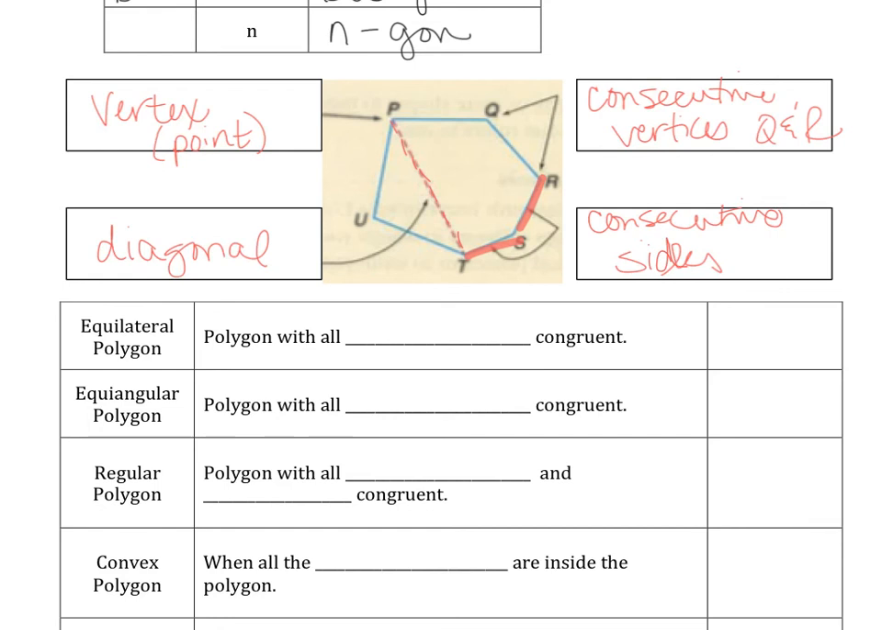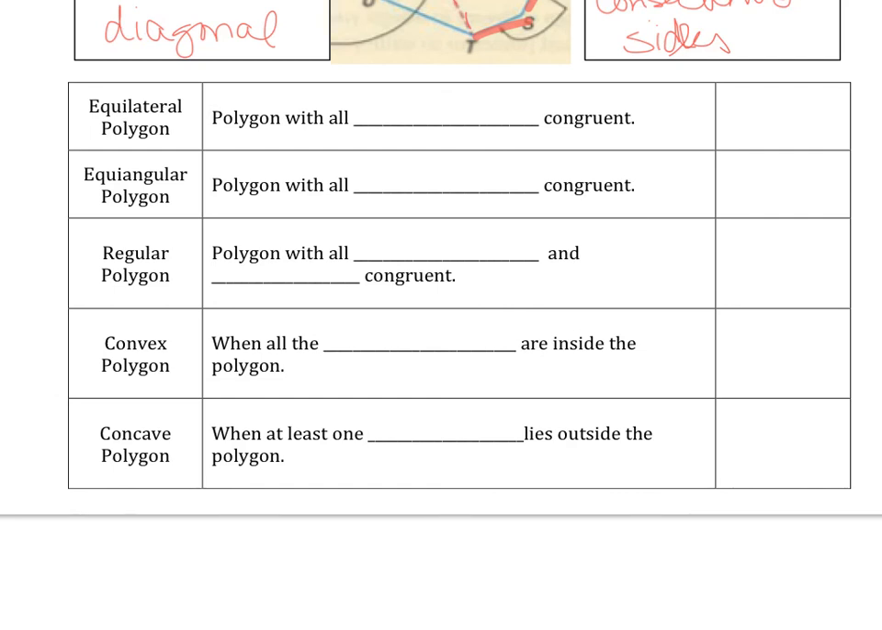Moving down to the next box here. Got some special names for some polygons here. An equilateral polygon is a polygon with all sides congruent. I'll draw a pentagon here. It's a five-sided figure, and to show that those are all congruent, I would have to give the tick marks for each of the sides, noting that those are congruent.